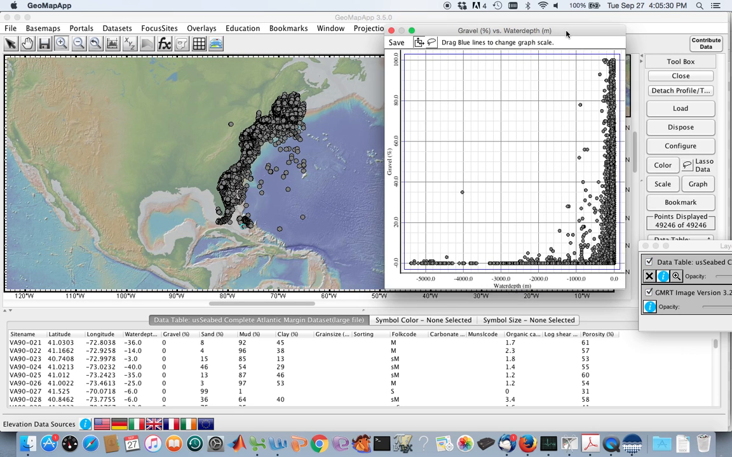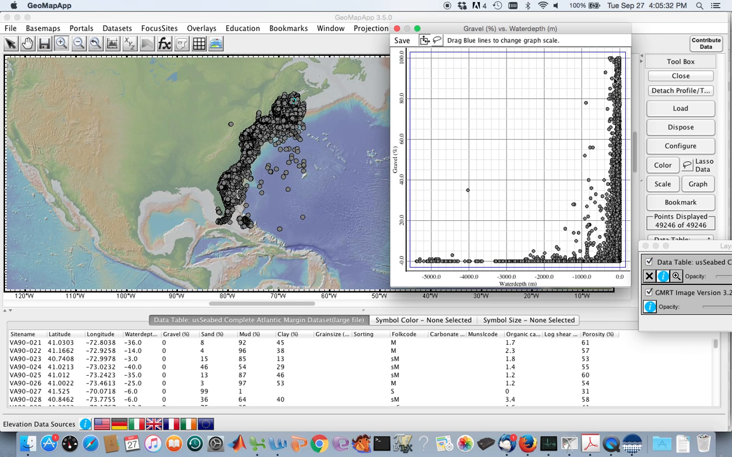You can see whenever I put my cursor over a data point in the graph, it's highlighted on the map. You can see that a lot of these regions that have high gravel concentrations are near the coast, right? And as you move further from the coast, you see that the amount of gravel decreases, right? Which makes sense because we expect these larger particles of sediment to settle out onto the seafloor quickly and not be transported far out to sea.